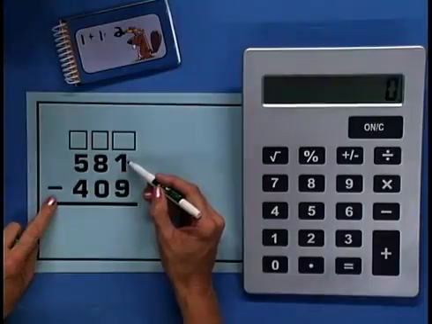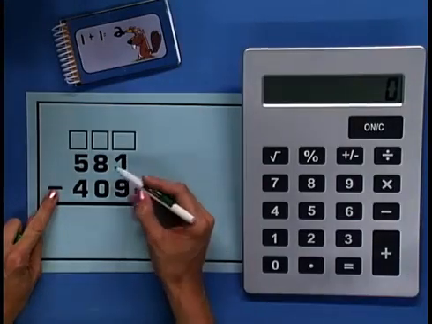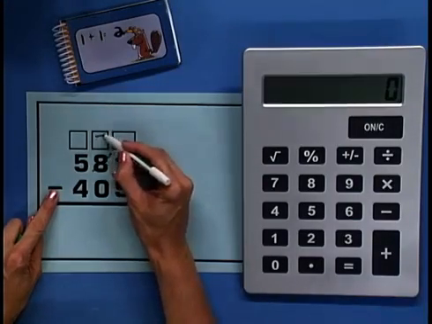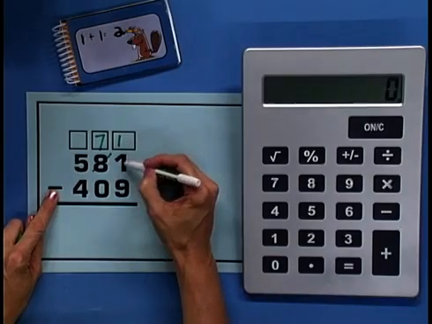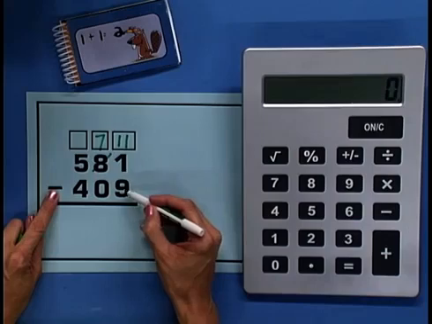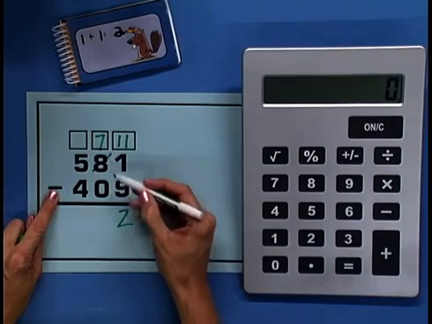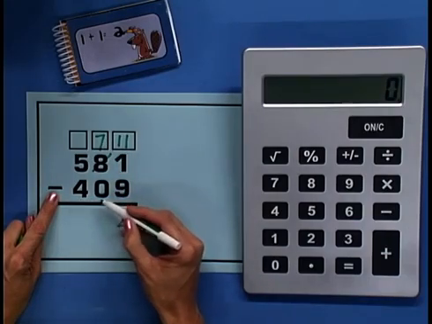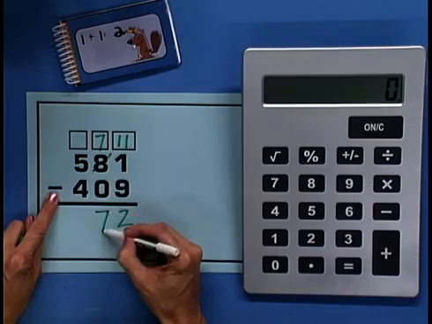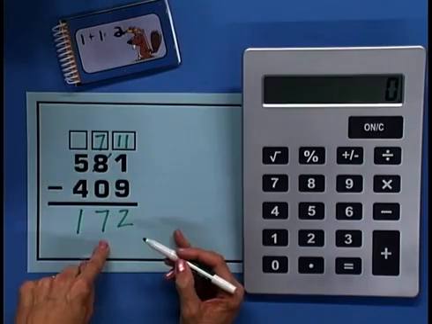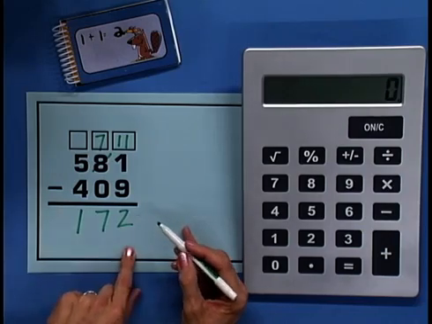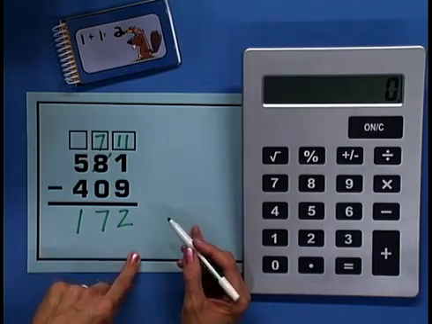Okay? 1 minus 9, we can't do that. So we need to rename. 7. Okay? Come over here and we have 10 plus 1. 11 minus 9 is 2. 7 minus 0 is 7. And 5 minus 4 is 1. 172. Aha! My subtraction was wrong.